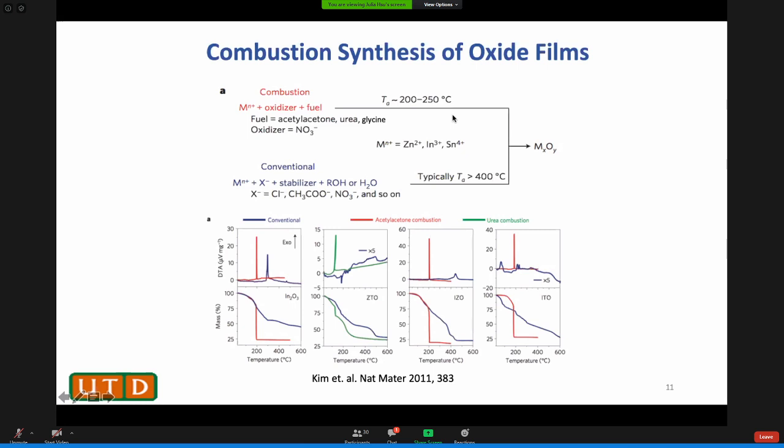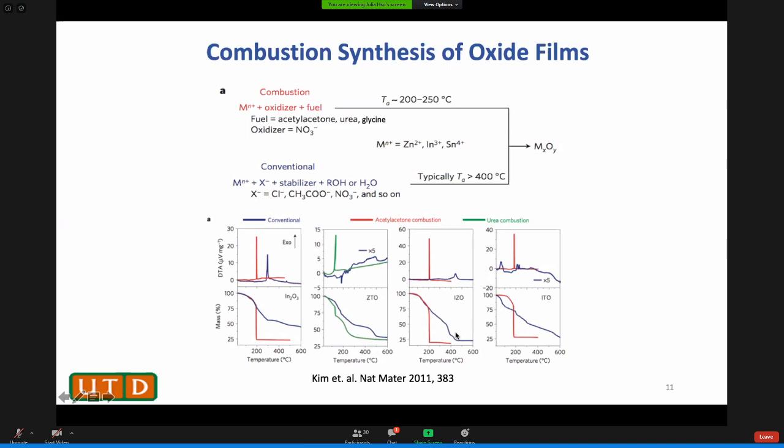A green one is also combustion using urea, red one using ACAC. You see that the blue one is conventional sol gel. It converts at maybe 350 C. And then with combustion, you can lower that to 200 C. This one is less clear, but you also see a lower temperature. This one is IZO. You see clear low temperature when you finish the reaction happen at much lower temperature.